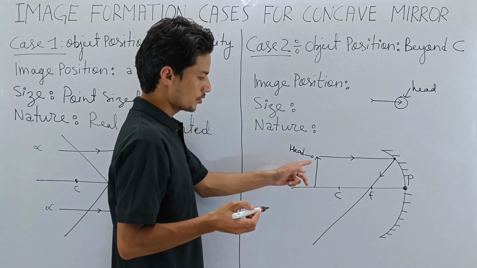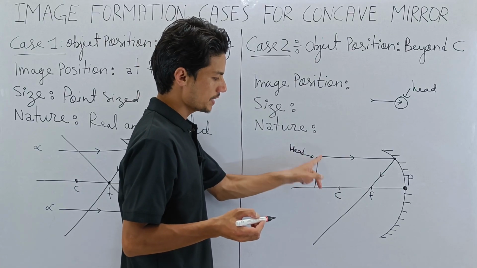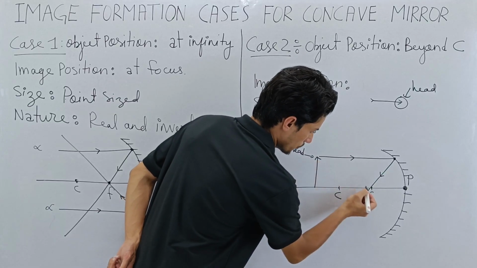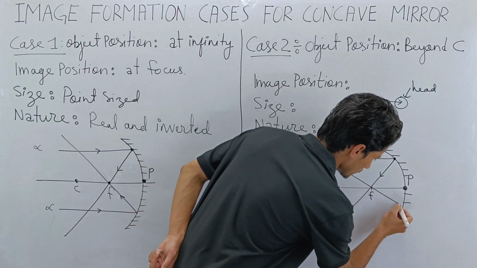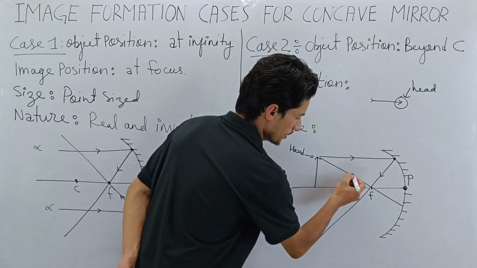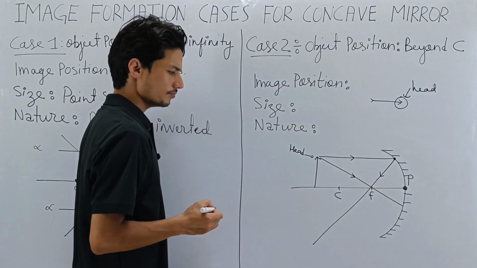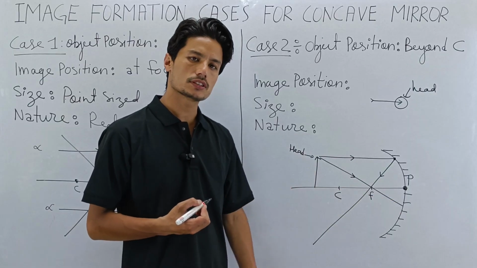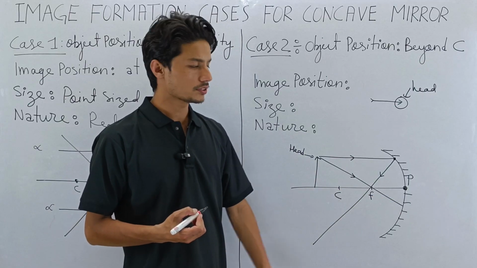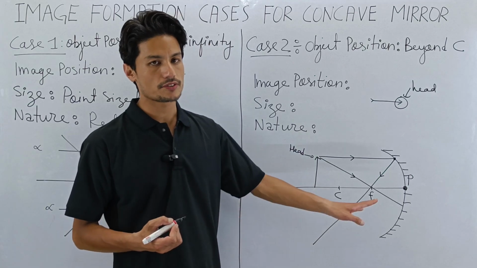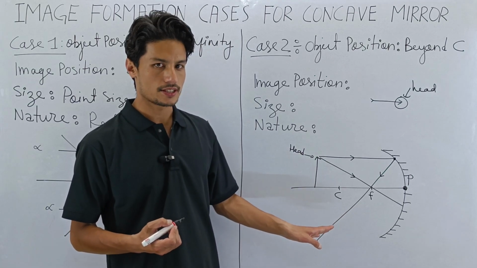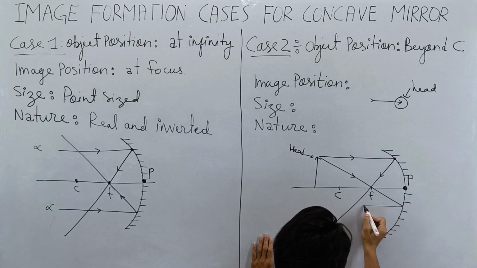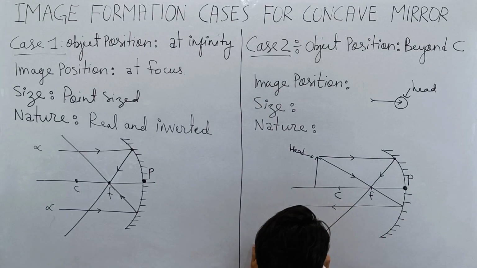The rays that we draw from the object will always start from the head. So the incident ray has to enter through focus. So the focus is here, so this is the incident ray which has entered through focus. If the incident ray enters through focus, after reflection, how does the reflected ray go? The reflected ray goes parallel to the principal axis, isn't it? So the reflected ray will go parallel to the principal axis. So this goes parallel like this.